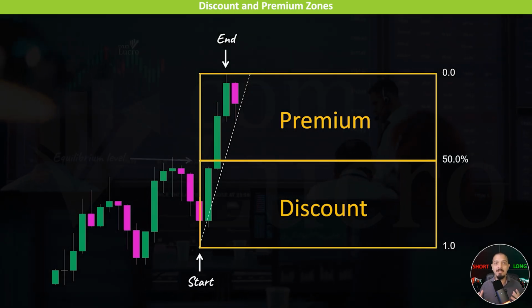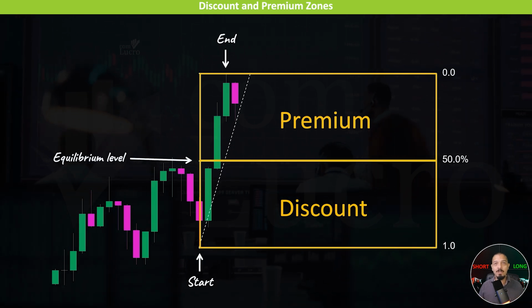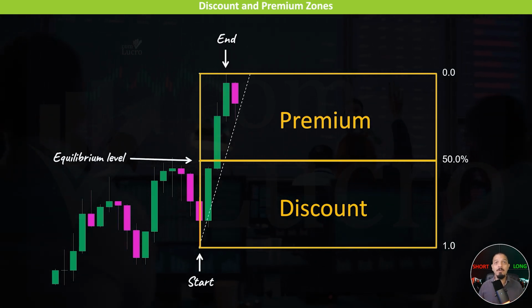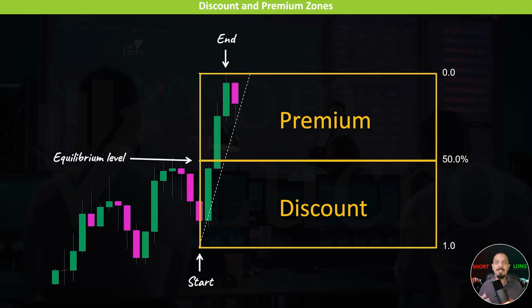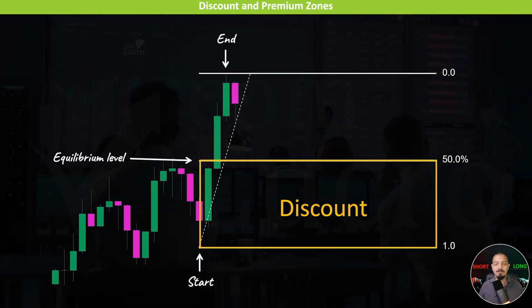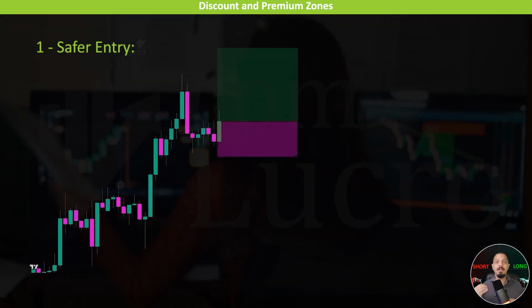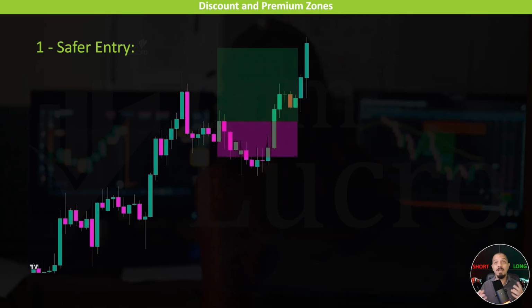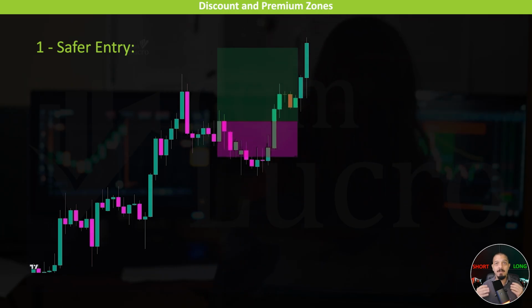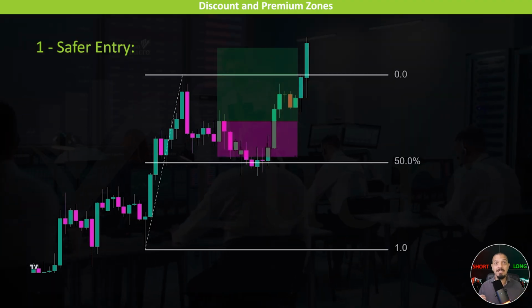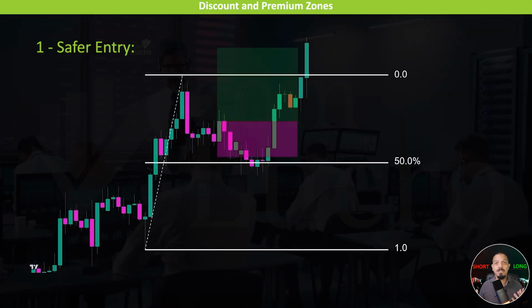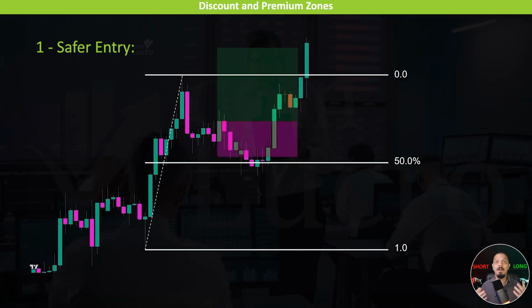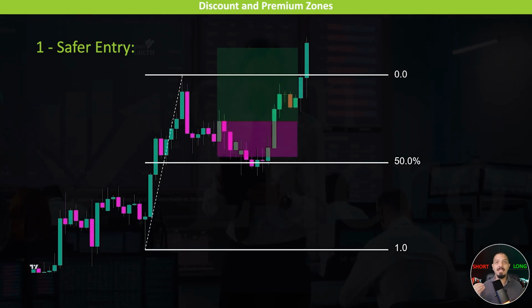The 50% level itself is called the equilibrium level. When the market sentiment is bullish and we have an uptrend, we want to buy in the discount zone for multiple reasons. 1. Safer entry. The market tends to take out early buyers and use them as liquidity for future movements. So waiting for the price to enter the discount zone and then looking for signals to go long will instantly increase our win rate. Of course, every strategy has its downsides.